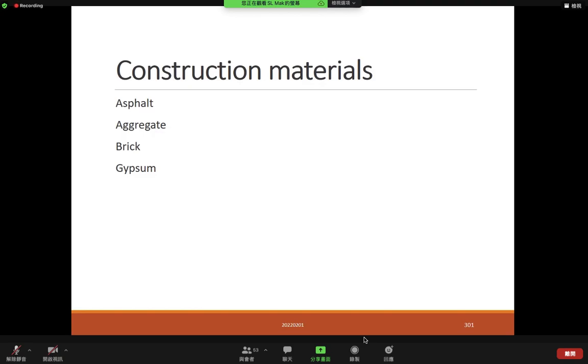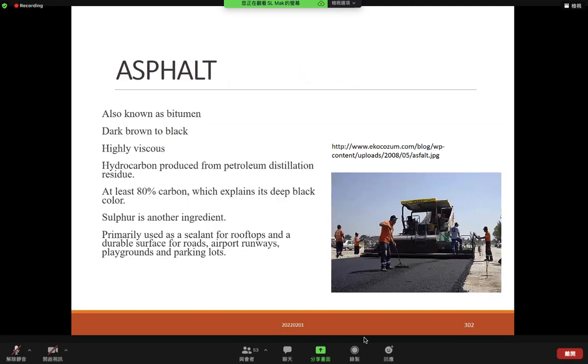Okay, the first one is asphalt. The second one is aggregate, and then ferrous metal, and then calcium. Asphalt is commonly used to make the road. It is dark brown to black in color. It is a high viscosity hydrocarbon produced by petroleum distillation residues. At least 80% is carbon. That is why it is a dark or deep black color. And sulfur is another ingredient. Normally, it is used to make the road.